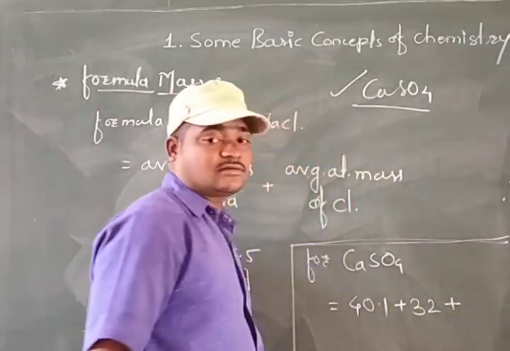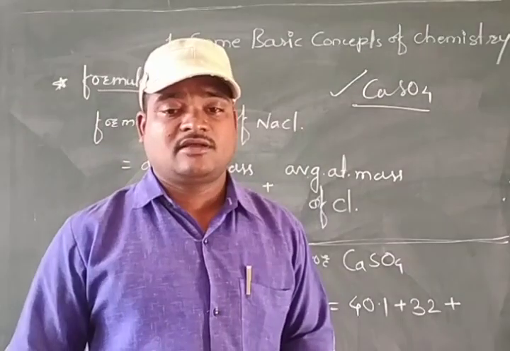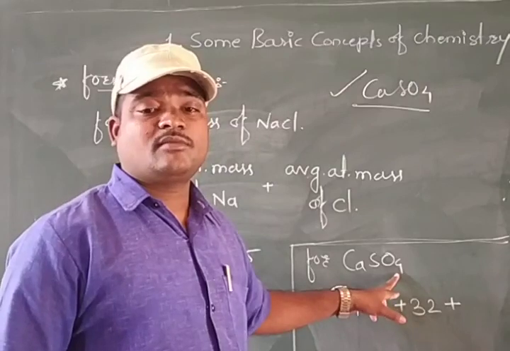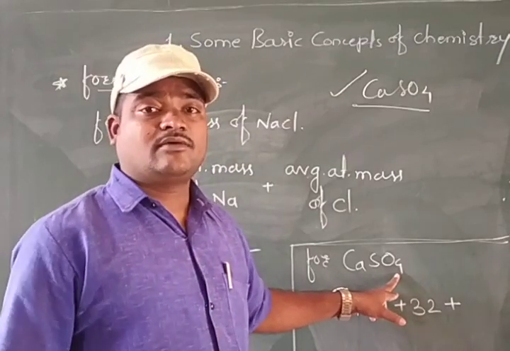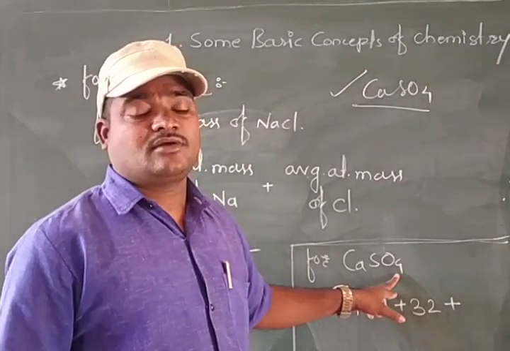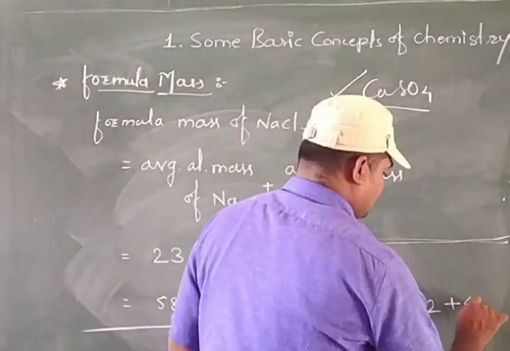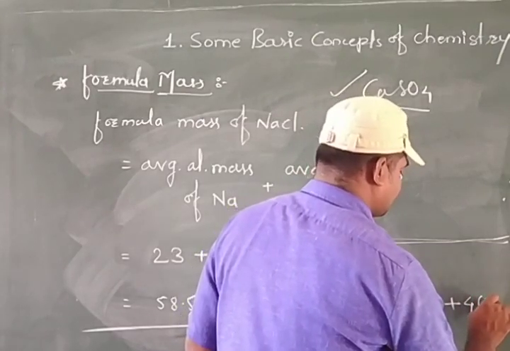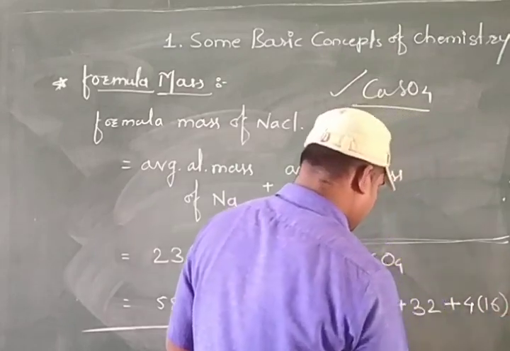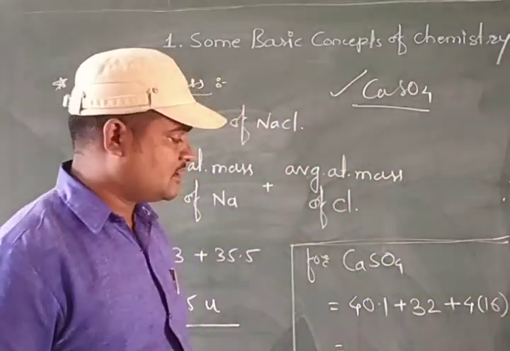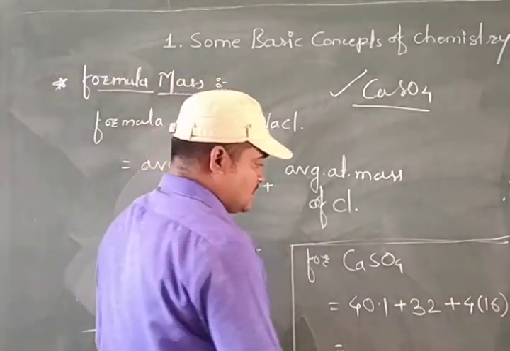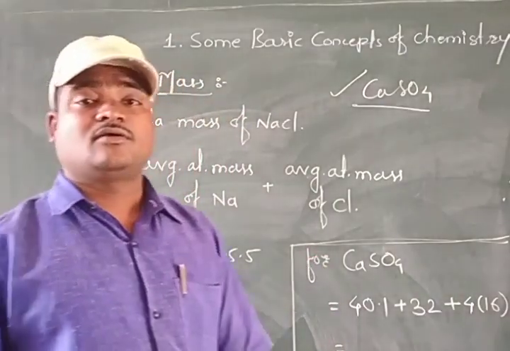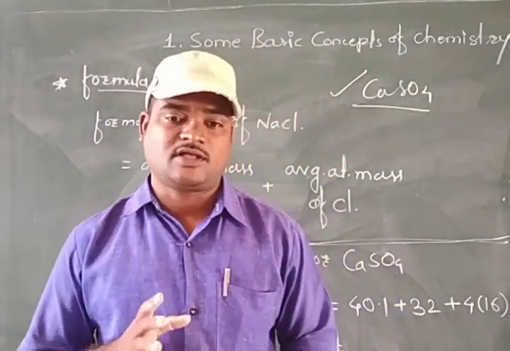And for oxygen, now here students, if you come across numbers like this, you have to multiply them with the corresponding average atomic masses. So here you have to multiply 4 into the average atomic weight of oxygen, which is 16, as you have already seen in the periodic table. By doing this calculation, you can find out the formula mass for CaSO4 also.